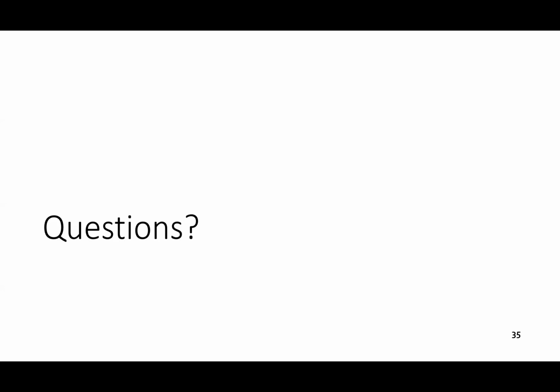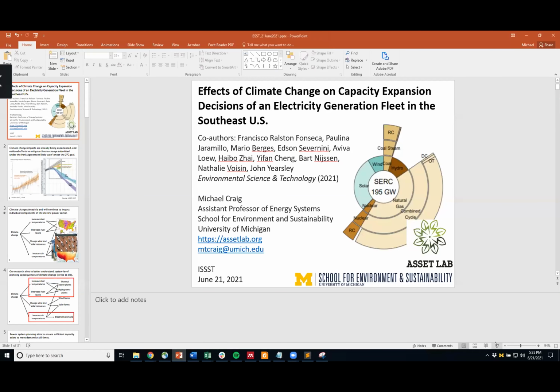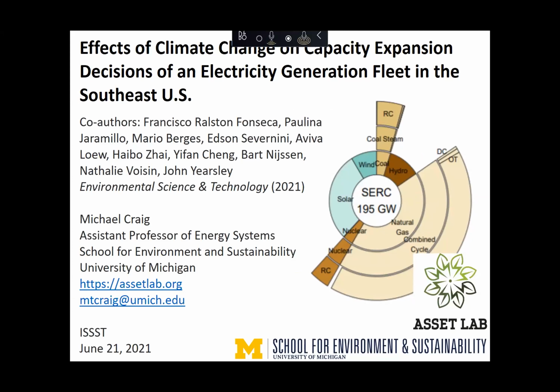Great, thank you, Elise. That was very interesting. Our next presentation is going to be by Michael Craig. It's titled "The Effects of Climate Change on Capacity Expansion Decisions of Electricity Generation Fleet in the Southeast U.S." Dr. Michael Craig is Assistant Professor in Energy Systems in the School for Environment and Sustainability at the University of Michigan. Michael, go ahead.